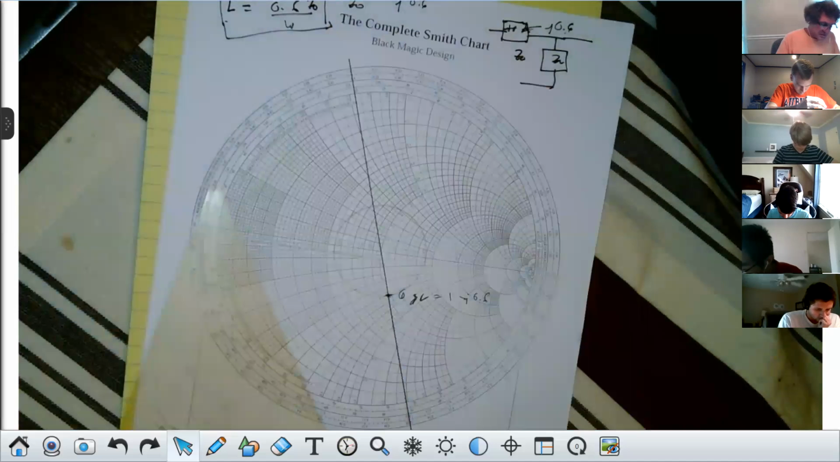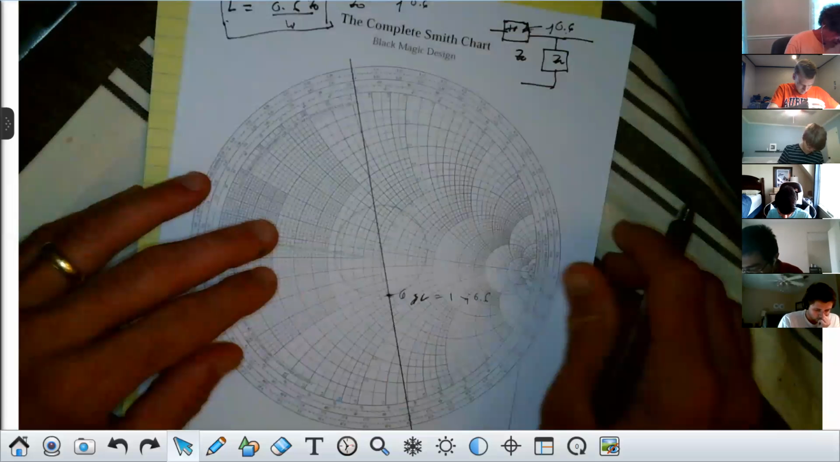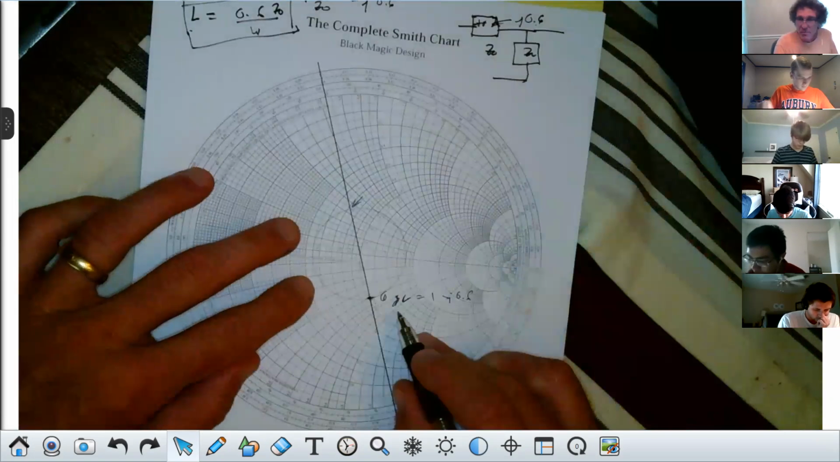Now remember, this is ZL, right? What is this point right here? Anybody? This is the normalized impedance. What is that point? Anyone?